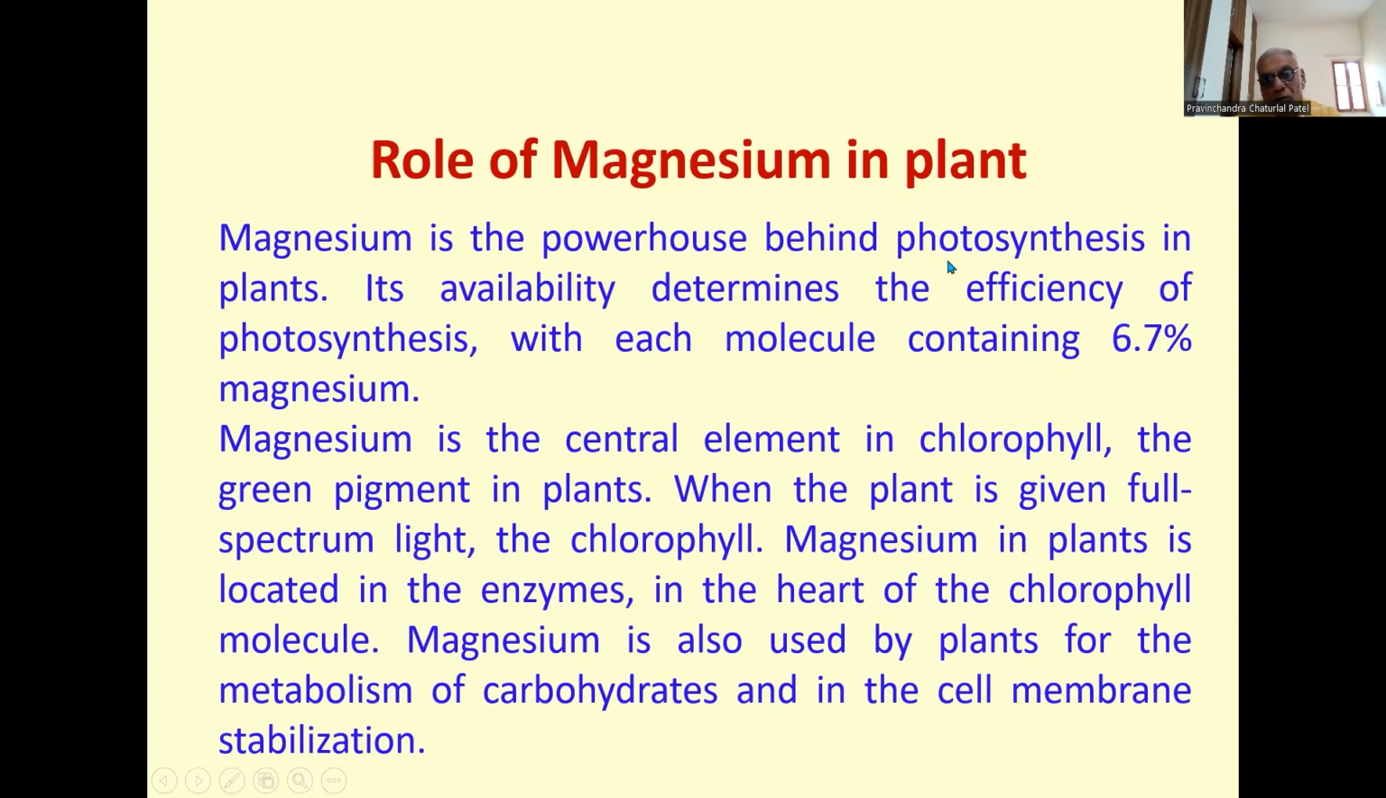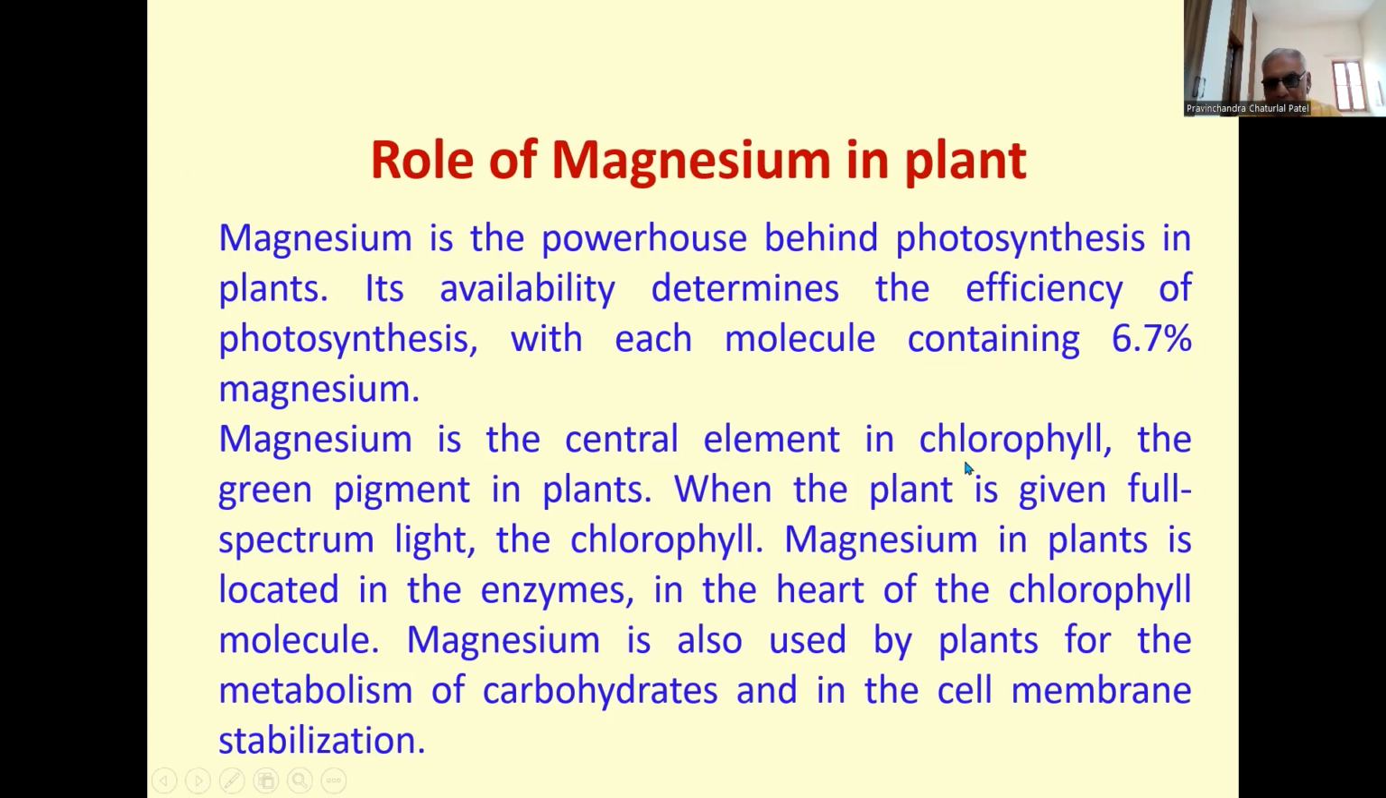Magnesium is the powerhouse behind photosynthesis in plants. Its availability determines the efficiency of photosynthesis, with each chlorophyll molecule containing 6.7% magnesium. So magnesium is important for photosynthesis.